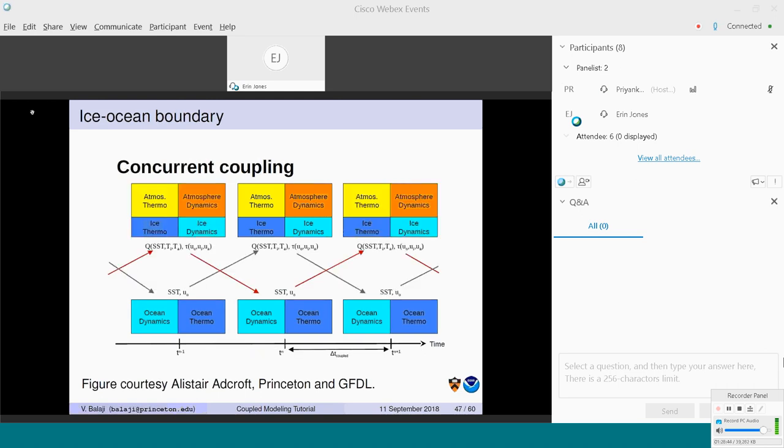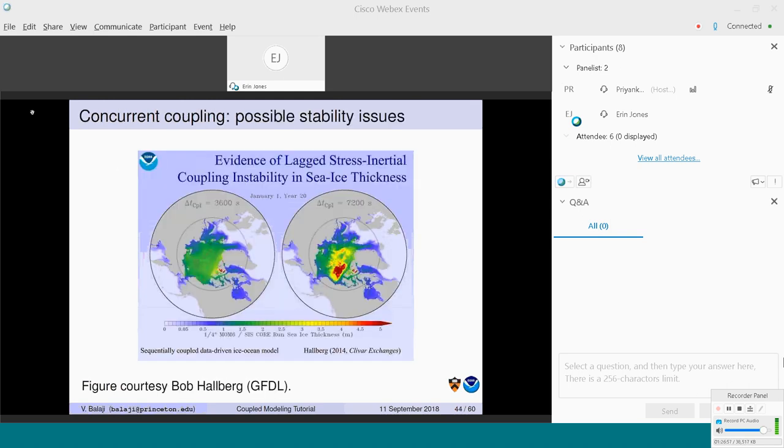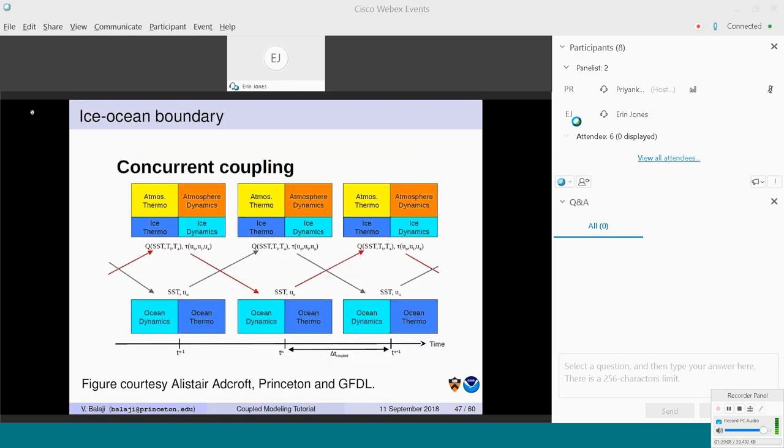When you're doing it concurrently, one trick you can play is to say that the atmosphere and ice thermodynamics executes concurrently with the ocean dynamics. So the dynamics and thermo are switched. Here you do dynamics and then thermo, there you do thermo and then dynamics. If you do that, then you can actually exchange data in a way that you can do it concurrently in a stable way. But even this was shown to lead to instabilities.